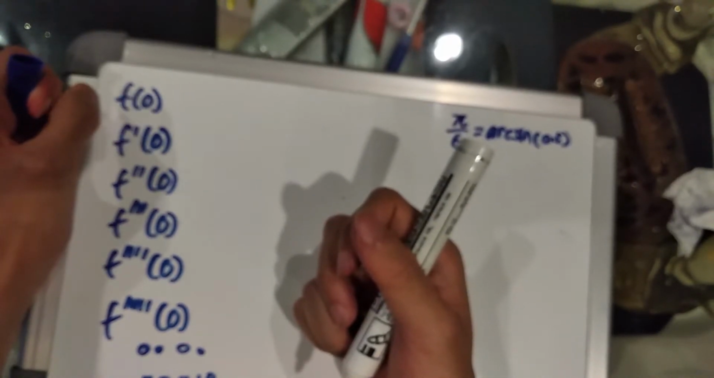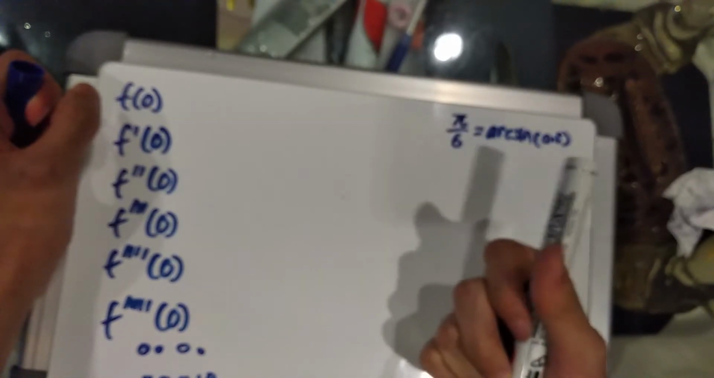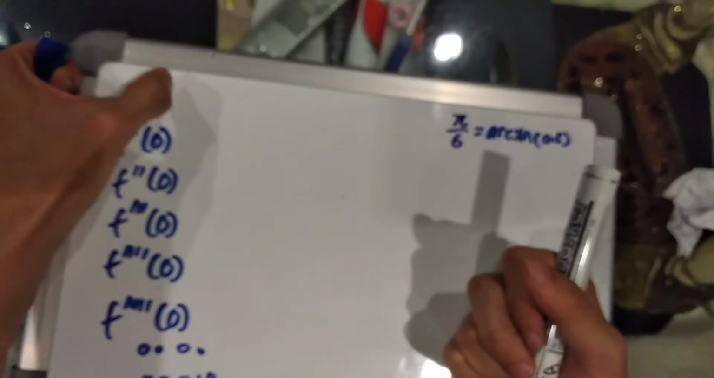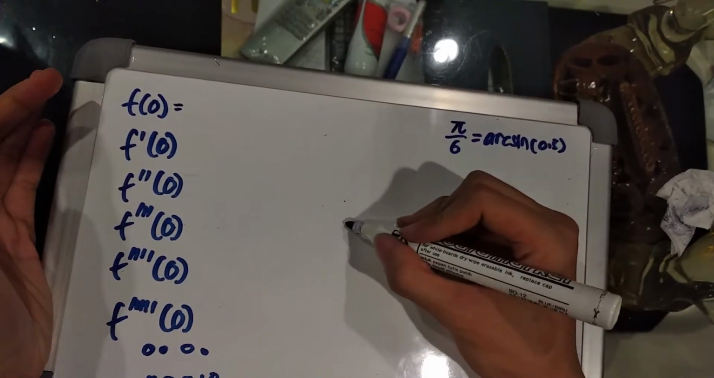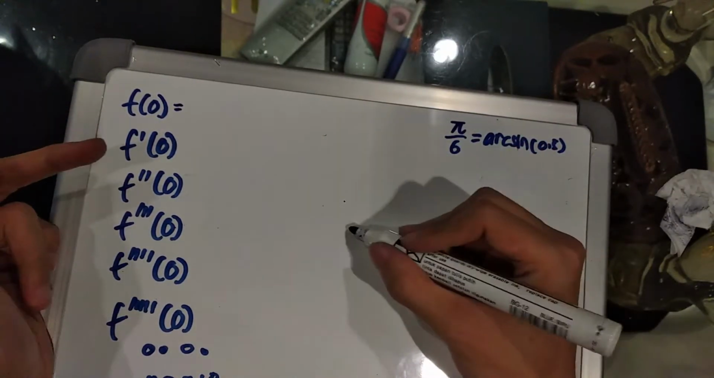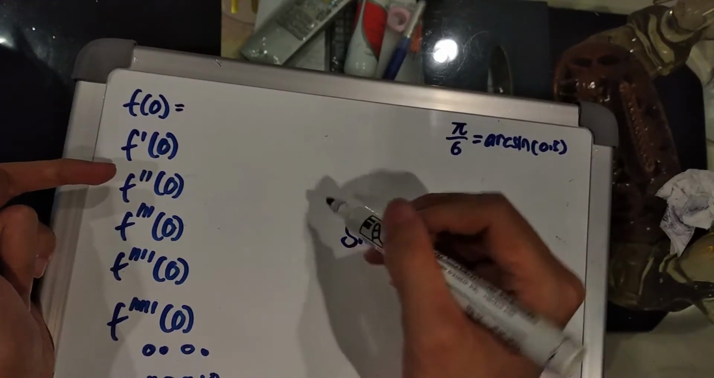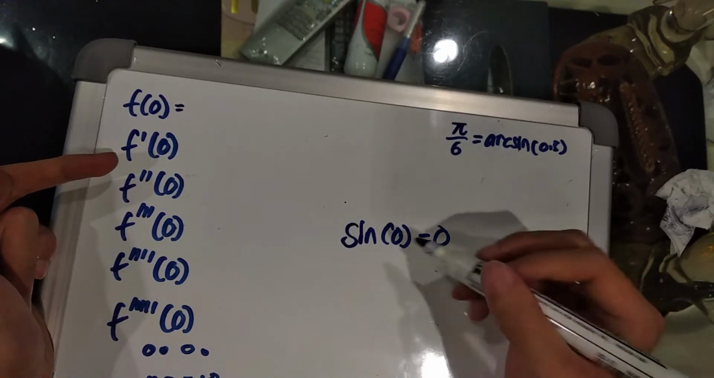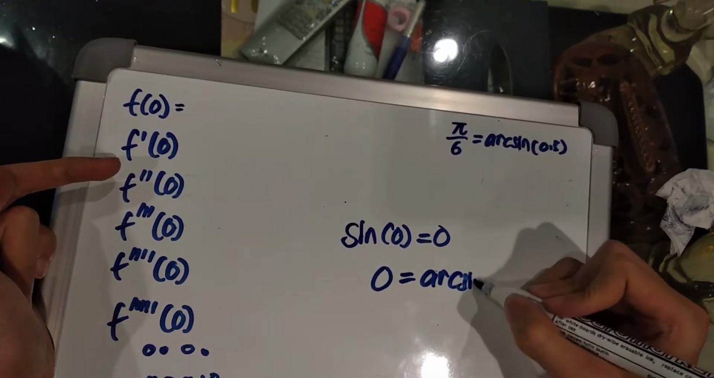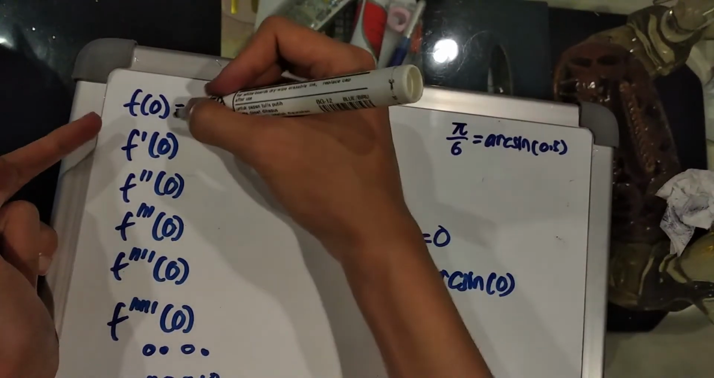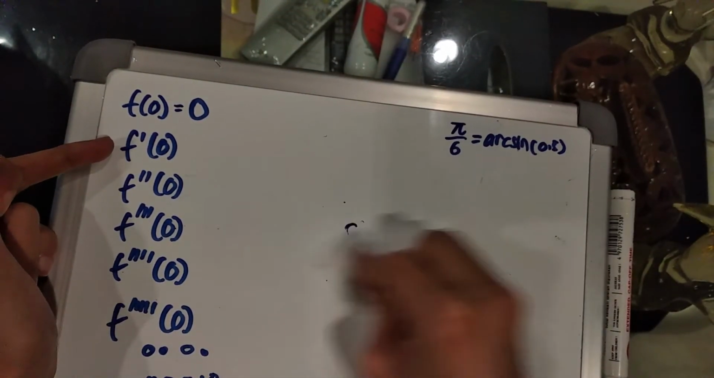Now the f of 0, the f over here refers to our function that we're trying to estimate, which is the arc sine. Now the arc sine of 0 is just 0, and if you want to prove that, you just have to understand that sine of 0 is 0. Pretty sure most of you know why that is. If you apply the arc sine function onto both sides, the arc sine and the sine will cancel out, and all that you're left with is arc sine of 0 is equal to 0. And that proves that f of 0 is equal to 0. That is the first term on our series.